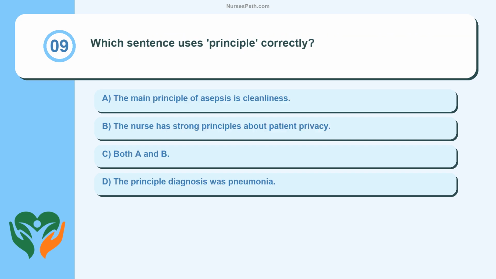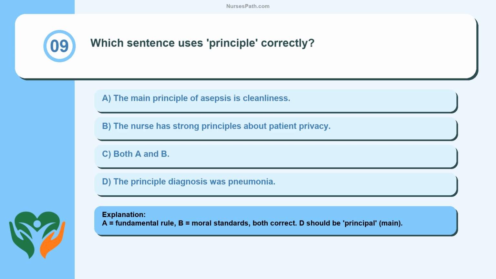Question 9. Which sentence uses principle correctly? The main principle of asepsis is cleanliness. The nurse has strong principles about patient privacy. Both A and B. The principal diagnosis was pneumonia. A equals fundamental rule, B equals moral standards, both correct. D should be principal, meaning main.